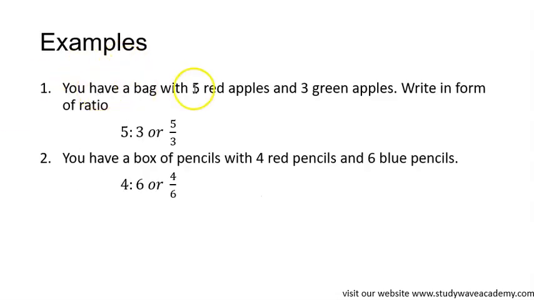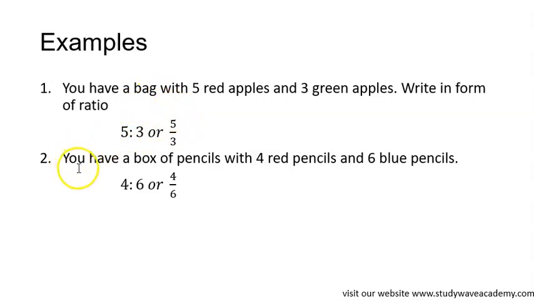Here we have, you have a bag with 5 red apples and 3 green apples. Write in form of ratio. So to write this in ratio is 5 red apples ratio 3 green apples, okay, which can be written as 5/3. So for every 5 red apples, you have 3 green apples, okay? Do you understand?